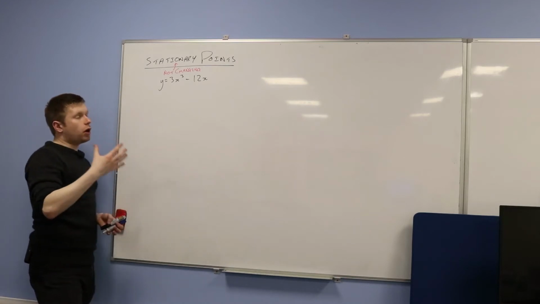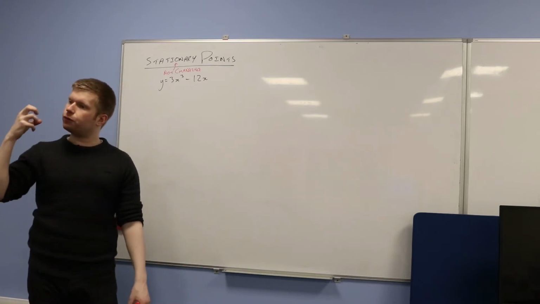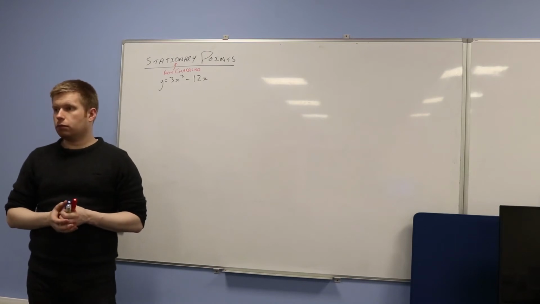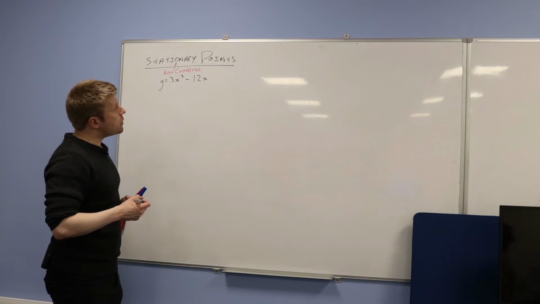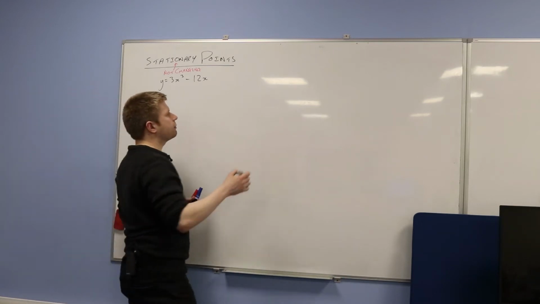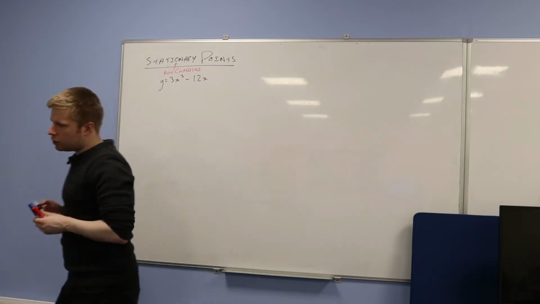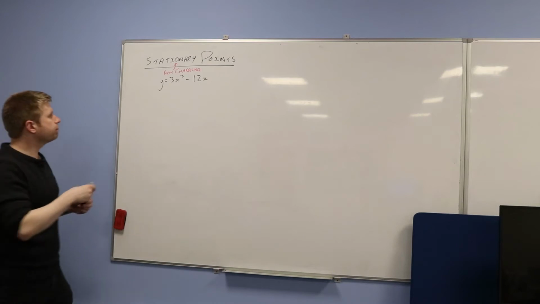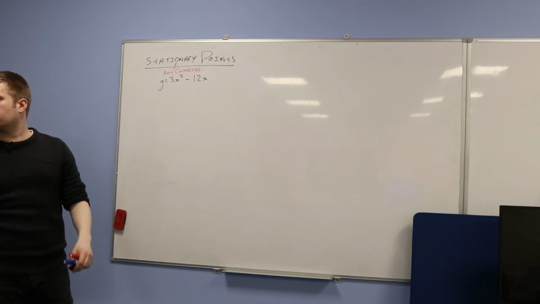Okay. So what I'm asking for about stationary points is find me the point where the gradient is not changing. That's all it is. Let's think about this. I've got a graph here. Okay, y equals 3x cubed? Sorry, 3x squared. Good job I checked. 3x squared minus 12x.